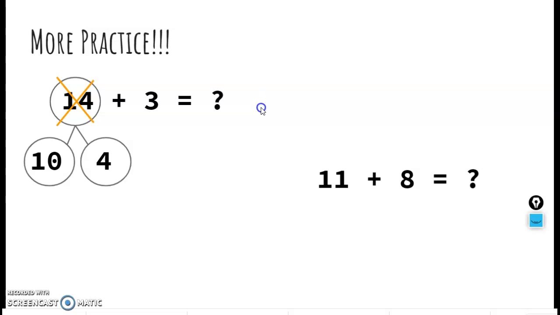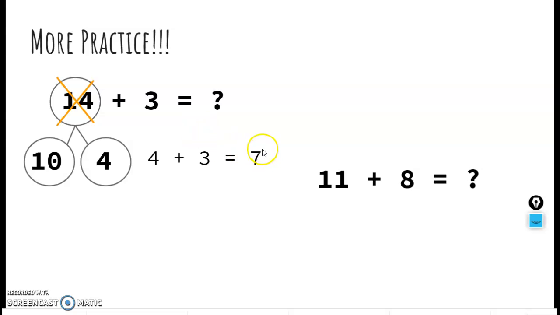Step number 2 is to add the ones or the digits. I have 10, 4, and 3. Which of these numbers are only ones, or which of these numbers are digits? There are 2 of them. I need to add those together. Hopefully you said 4 and 3.